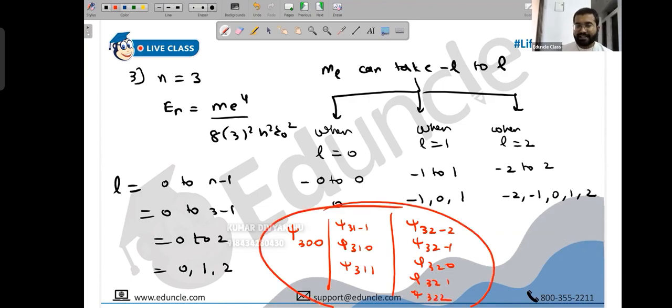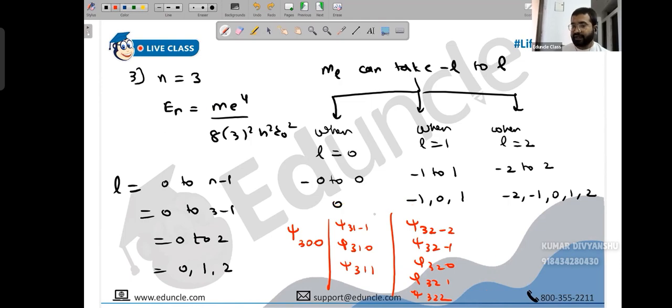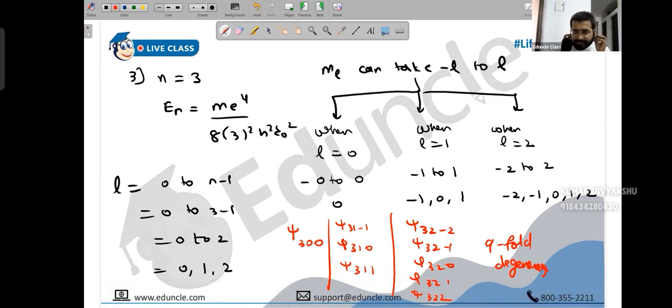All of them will share the same energy because for all of them n is the same, people. For all of them n is the same and energy depends only on it. Since energy depends only on it, all of them can share the same energy. So we have got 9-fold degeneracy. Are you with me, people? Yes, sir. Okay.